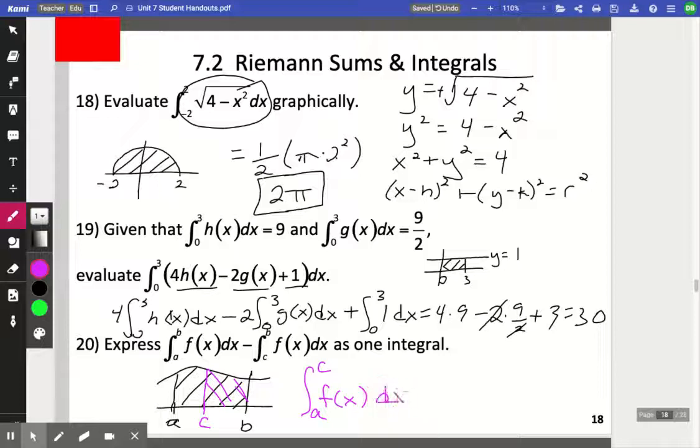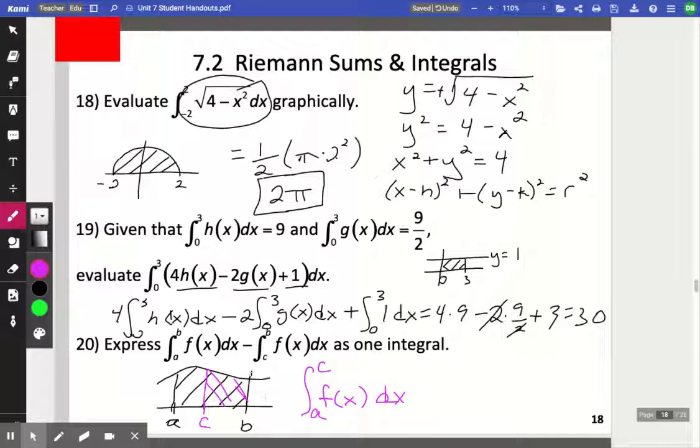Now, it does not matter what order the variables are in. If we put b in between a and c, this is still true. It doesn't matter where things are. And so the integral from a to c.